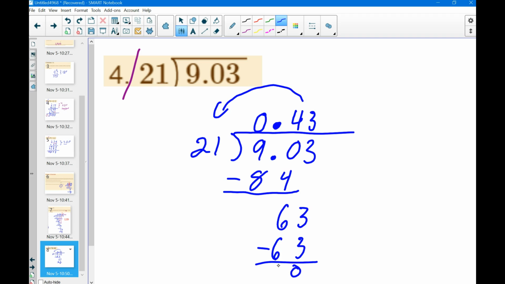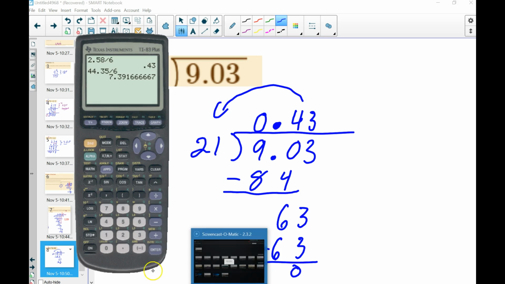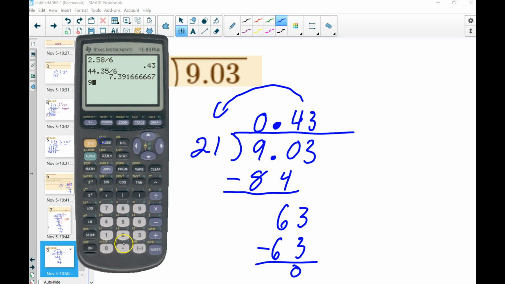I wanted to show you one with 2 numbers in front, in case it doesn't look scary. But again, in your calculator, it makes it easy. You just go 9.03 divided by 21.